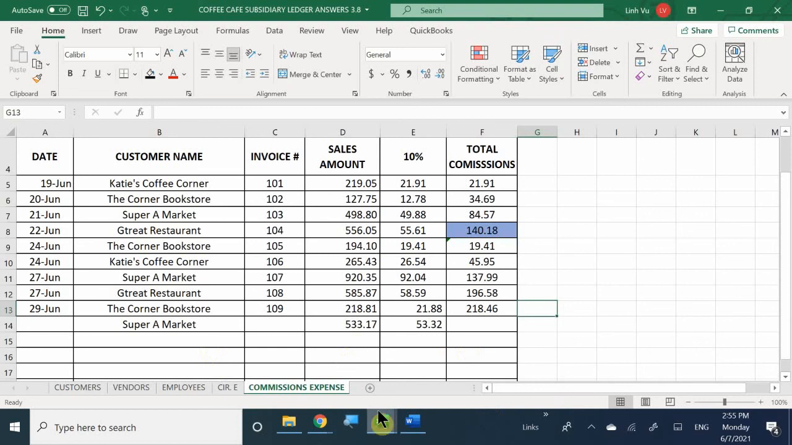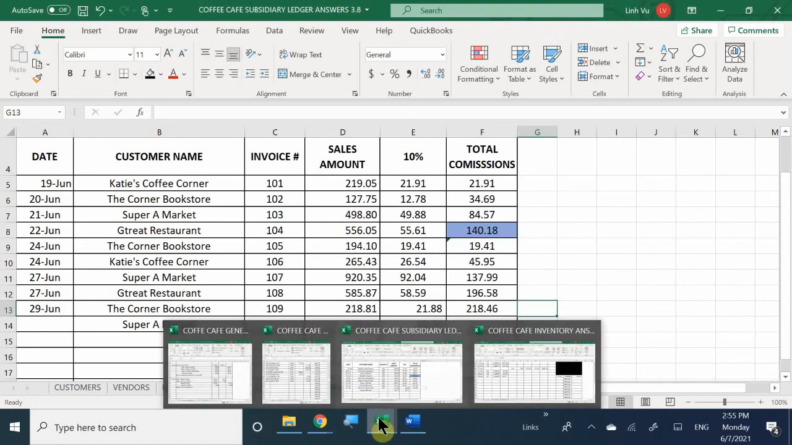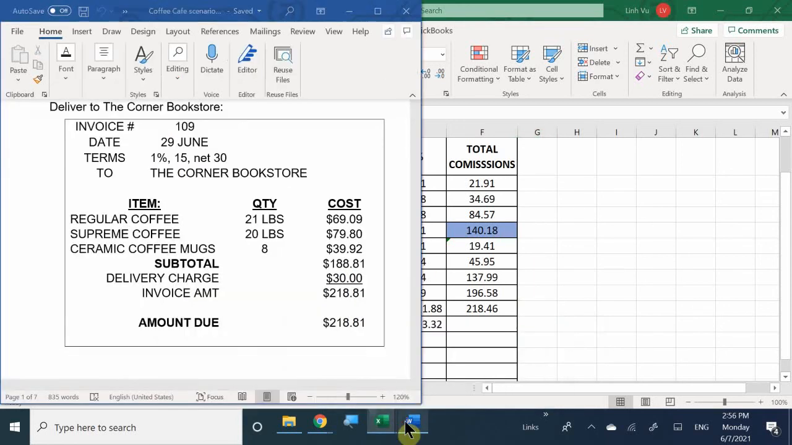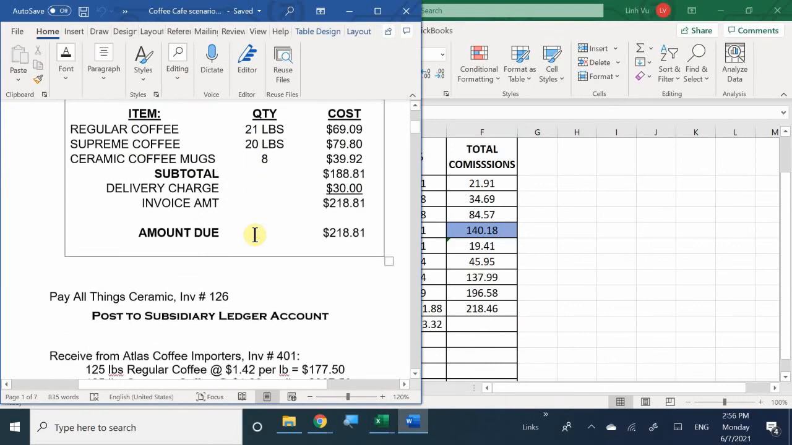Yes. Okay. So we did the journal, we did the ledger, we did the inventory worksheet, we accounted for whatever we sold, sent the invoice out, did the commission. So this transaction to the Corner Bookstore is complete.